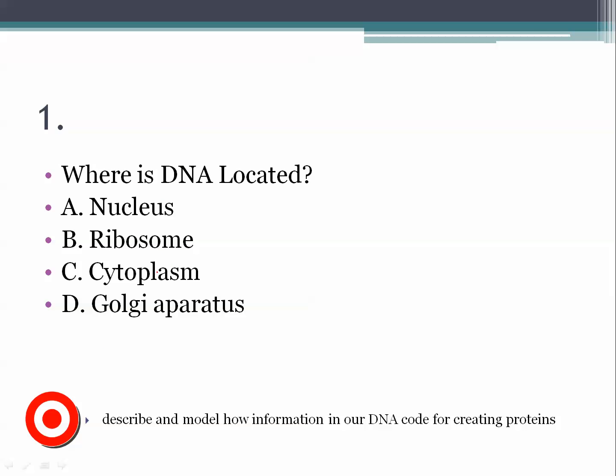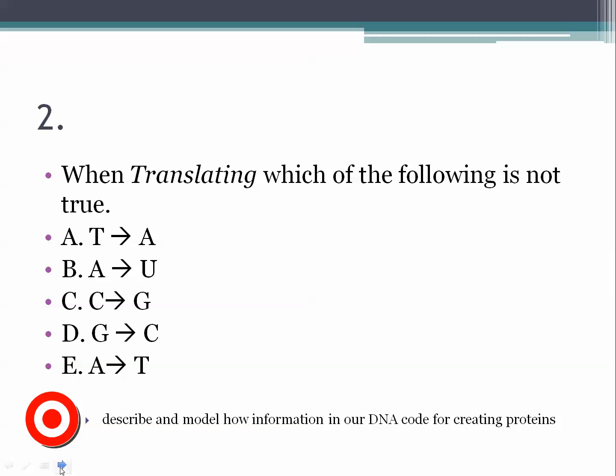Alright, so now this should be easier. Where's DNA located? Is it located in the nucleus, the ribosome, the cytoplasm, or the Golgi apparatus? It is in the nucleus. When translating, which of the following is not true? So translating is turning mRNA into proteins, into a series of amino acids. So we're outside the nucleus, so we're not dealing with DNA. So this is not true. We're not turning thymines into adenines because there's no thymines that we're dealing with. Also, E should also not be true because we're not dealing with thymines.